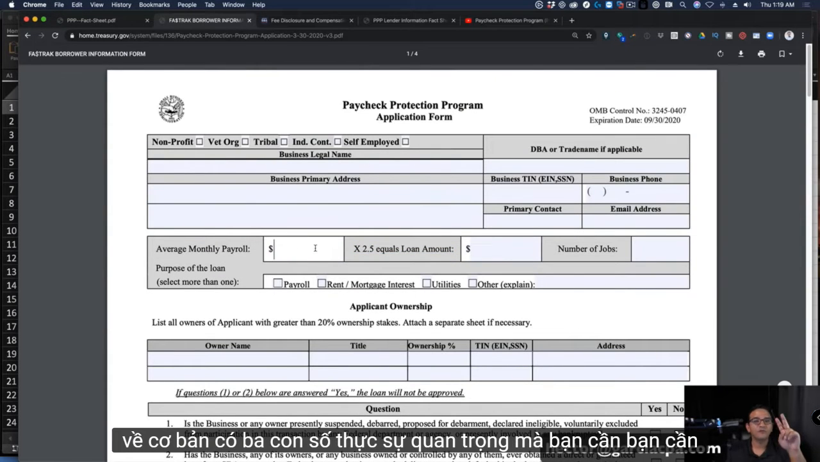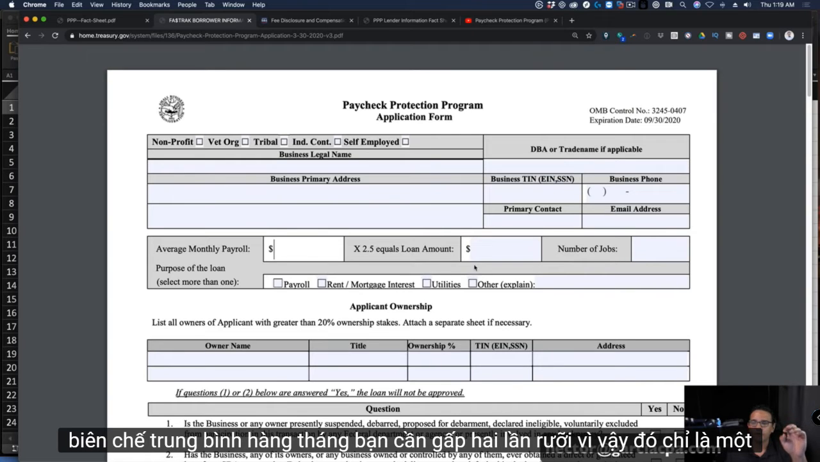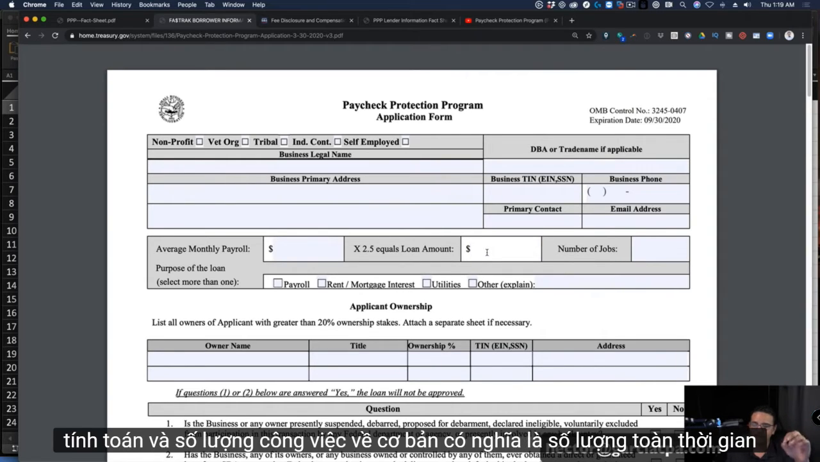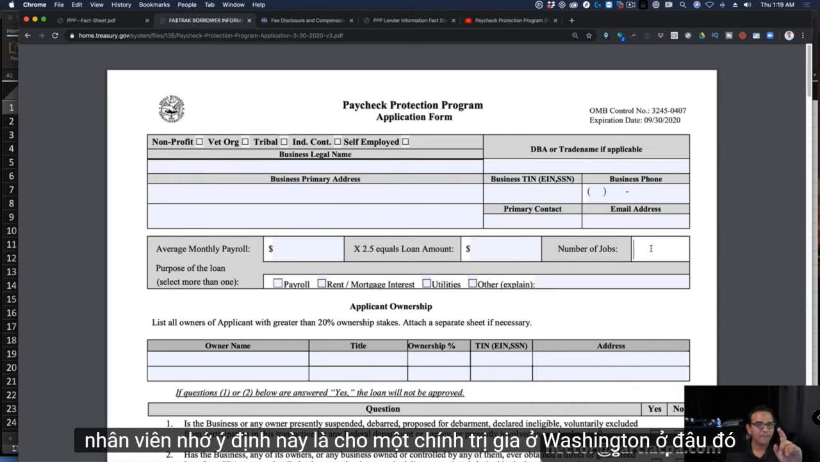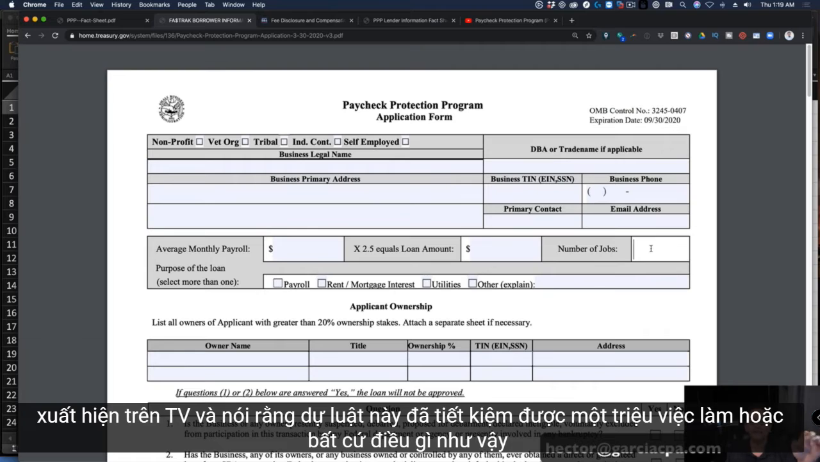There's basically three really important numbers that you need. You need the average monthly payroll. You need 2.5 times that, so it's just a calculation, and number of jobs, which basically means number of full-time employees. Remember, the intent of this is for a politician in Washington somewhere to come out on TV and say that this bill saved 1 million jobs or whatever.